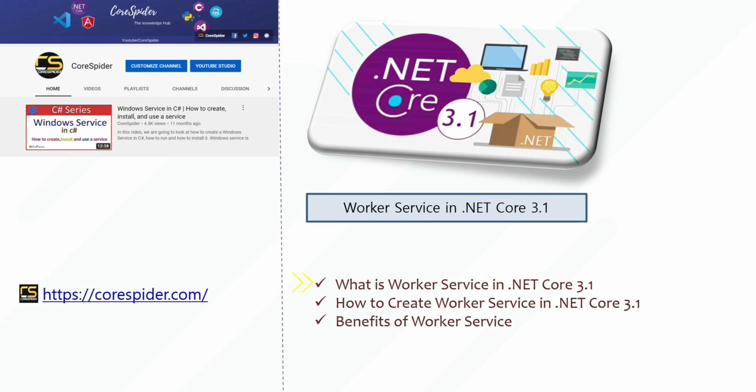Let's first discuss what is worker service in .NET Core 3.1. Worker service is the same as Windows service in .NET Framework. As we use the Windows service to do some background task, basically Windows service is used to do some background task. That means to run some background task in .NET Core, we need to create a worker service instead of the Windows service. So let's first understand what is worker service in detail.